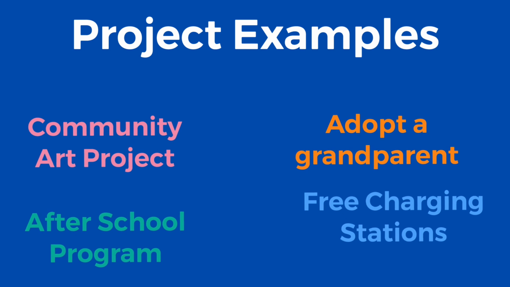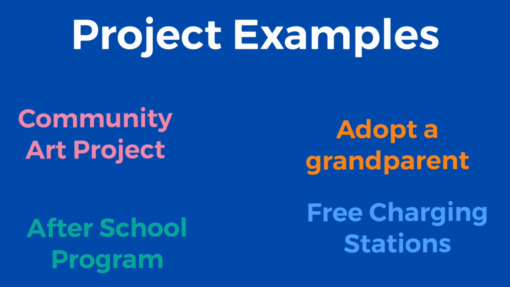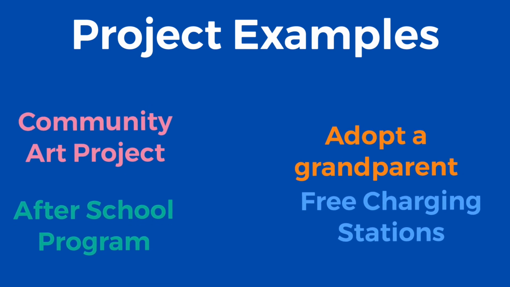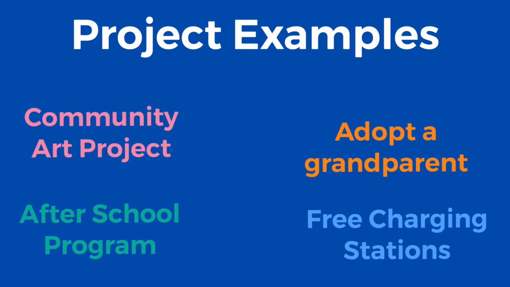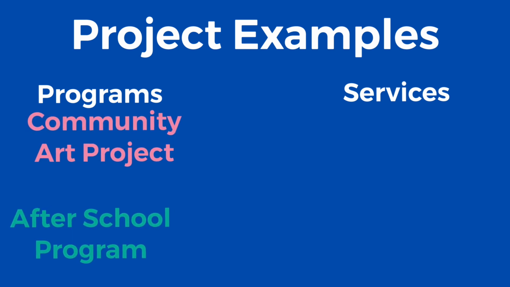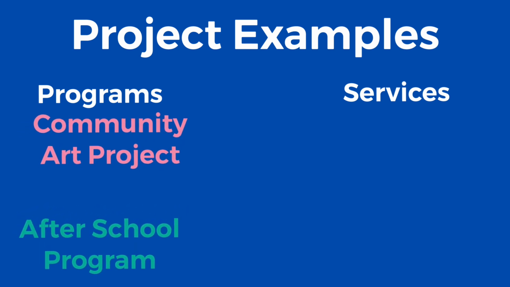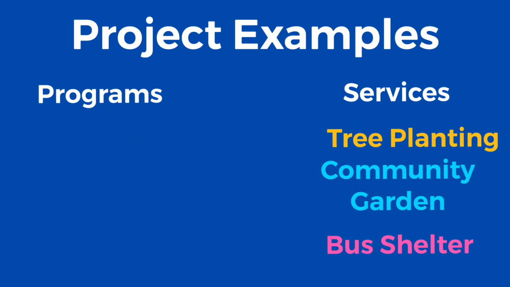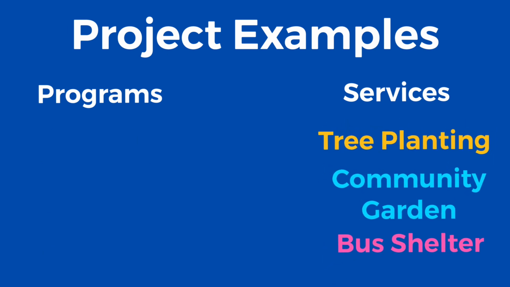These are just a few examples of some of the projects that have been funded or could be funded by a participatory budgeting process. As you'll see, there are 2 different categories. There might be programs and services that come from this: after school programming, a community art project, and then there might be physical projects like a tree planting or a bus shelter or a community garden.